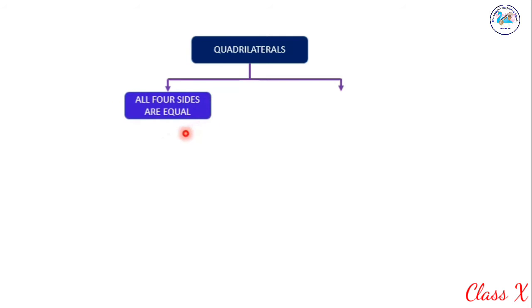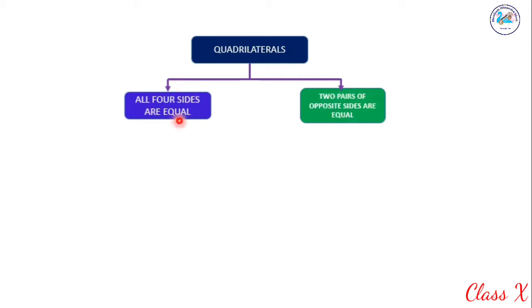Let's have a quick recall about the properties of quadrilaterals. Quadrilateral means a closed geometrical shape having 4 sides. I am just classifying these 4 sides into 2 categories. The first category is all 4 sides are equal, and the second category is 2 pairs of opposite sides are equal.